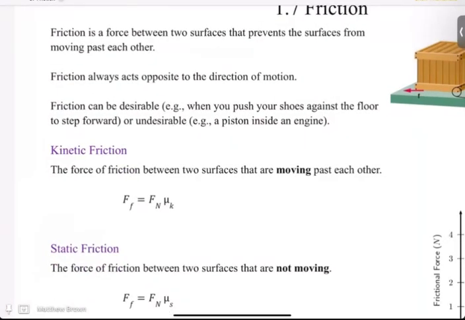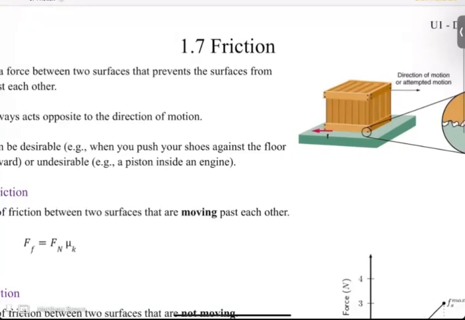And just as a note, sometimes friction is good or desirable, right? For example, when you push your shoes against the floor to step forward, you want friction, whereas other times it's undesirable. So if you look at something like a piston inside an engine or something like that, you don't want friction.